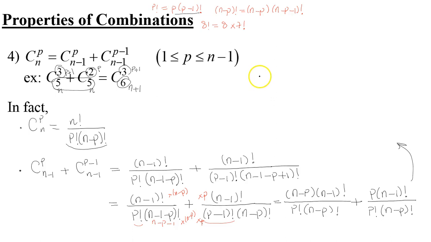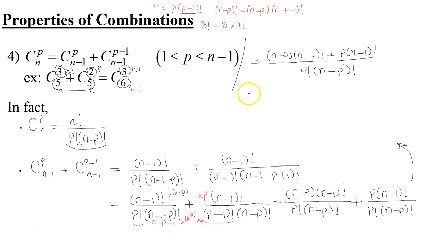So I'm going to continue here at the top. So over here, having the same denominator, I can just add the numerators. So that would be n minus p into n minus 1 factorial plus p into n minus 1 factorial divided by the denominator p factorial into n minus p factorial. Now let's just try to rearrange the numerator into n factorial. So over here, you notice we have n minus p into n minus 1 factorial plus p into n minus 1 factorial.